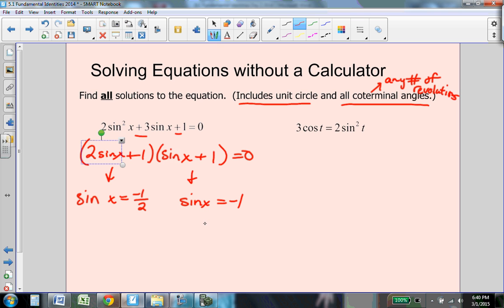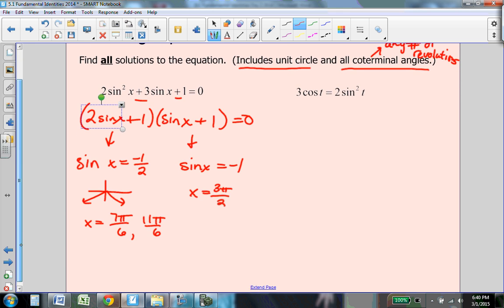Sine of x equals negative 1, straight down at the bottom, so x equals 3 pi over 2. Sine values being negative 1/2, y values of negative 1/2, those are pi over 6's, so this is x equals 7 pi over 6, and then again at 11 pi over 6.